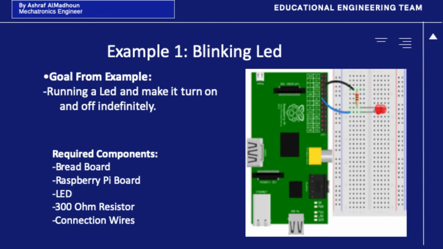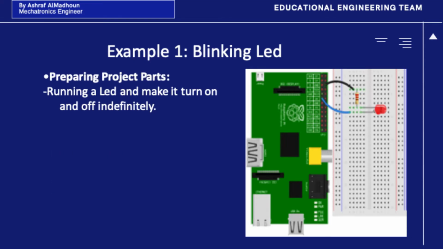For example number 1, we have the blinking LED. The goal from this example is running an LED and making it turn on and off indefinitely. Now this would require the following components. You need the breadboard, Raspberry Pi board, an LED, a 300 ohm resistor, and connection wires. For preparing project parts, this is just the same as I've mentioned earlier.